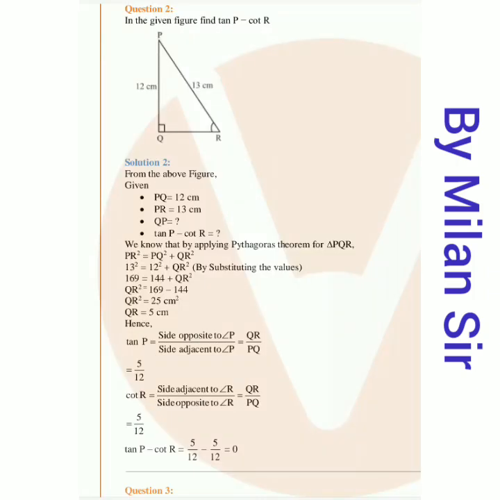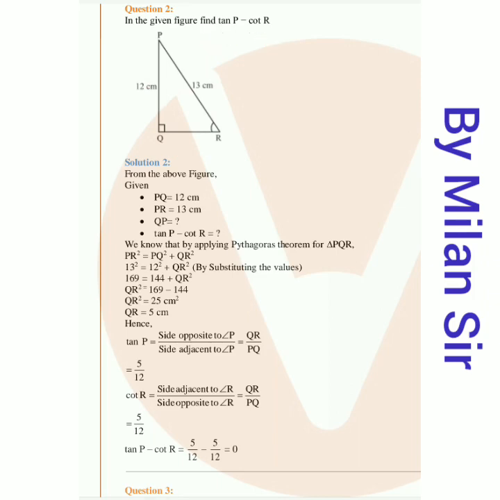Question number 2. In the given figure, find tan P minus cot R. So we need to find first of all tan P and cot R, and then we need to subtract it, right? So first of all tan P. Now what is the formula of tan P and cot R? Means tan theta and cot theta. Opposite side upon adjacent side, right? So here one side is given but QR is not there. So first of all we need to find that QR.